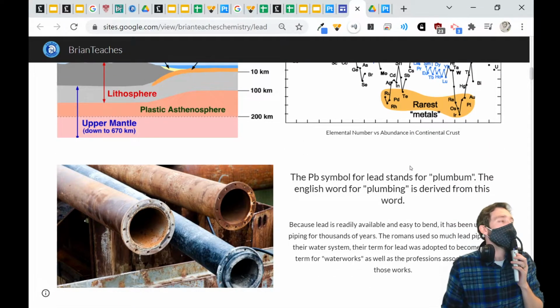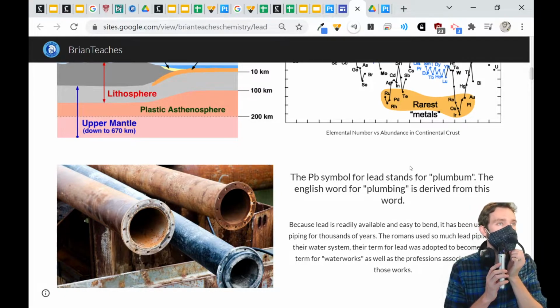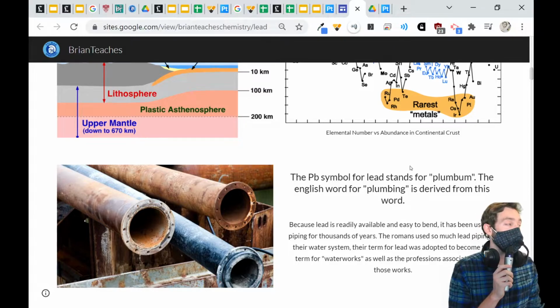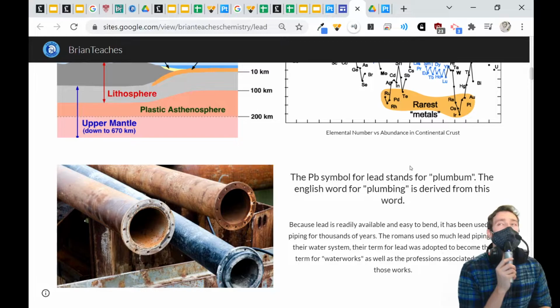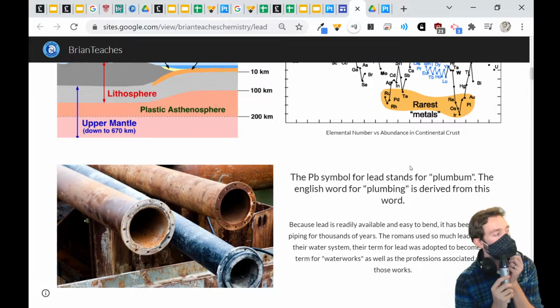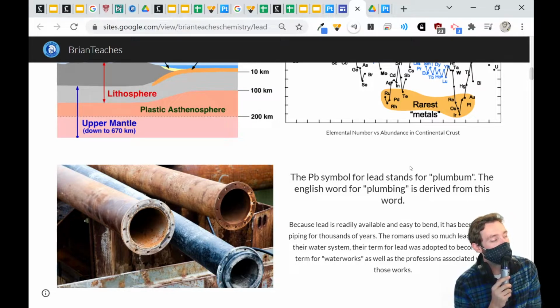Pb. Was anybody wondering where the heck that comes from? Pb, well, that's PVC. That's polyvinyl chloride. That's something slightly different. Well, very different. Pb stands for the word plumbum. Maybe you're wondering, plumbum. That looks like a word. And yeah, it's plumbing. The English word for plumbing is derived from plumbum.